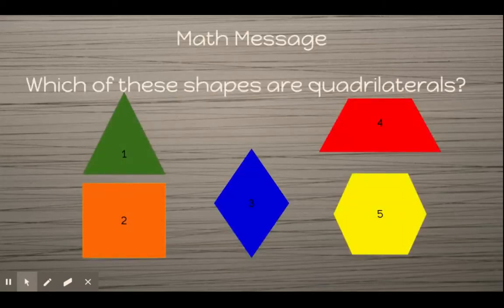All right, looking at our shapes. Which of these shapes are quadrilaterals? You should have chosen 2, 3, and 4. They are all quadrilaterals. They have 4 sides. Number 2 is a square, 4 equal sides and 4 right angles. Number 3 is a rhombus. It also has 4 equal sides. And number 4 is a trapezoid. It has 4 sides.